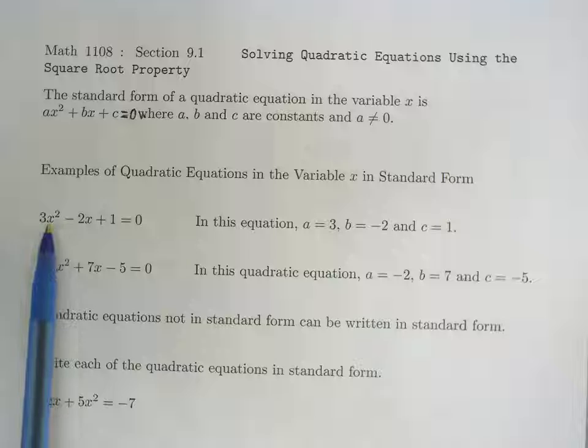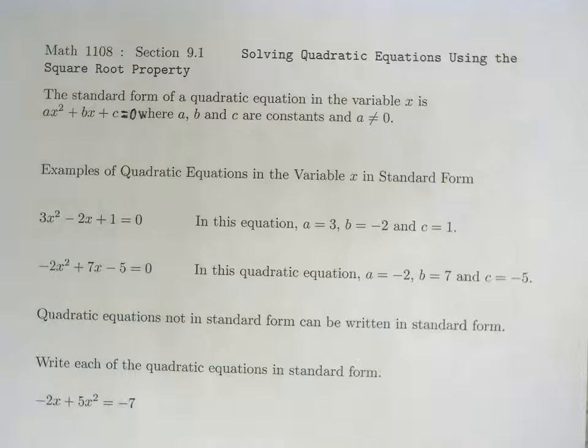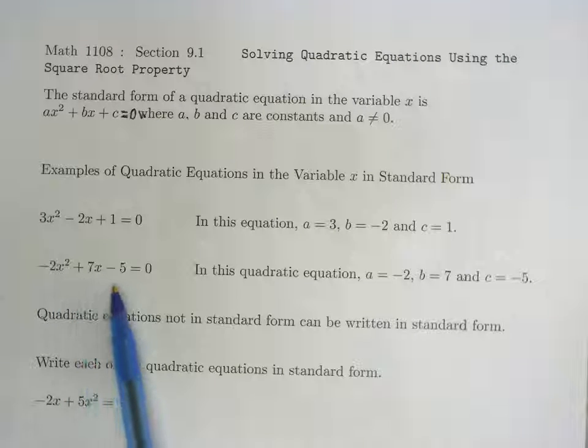If it's in standard form, the x squared term is farthest to the left, the x term is in the middle, and the constant real number is on the right. In the next example, negative 2x squared plus 7x minus 5 equals 0, this is in standard form, and the value of a is negative 2, the value of b is positive 7, and the value of c is negative 5.